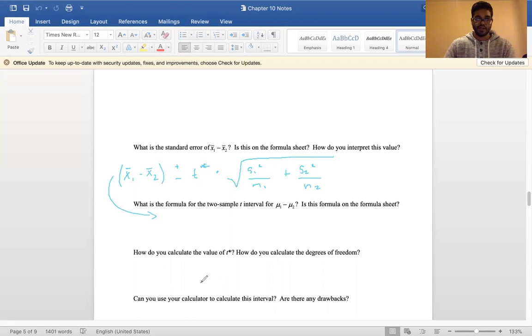Okay. And so how do you calculate the value of t critical? Use a t-table. We have talked about this before. And then again, remember we mentioned we use the smaller of the degrees of freedom. So whichever is smaller, we're going to use that for our t critical value. Okay. And then on the calculator, what do we use? It's called two sample t interval. It's in the same location.